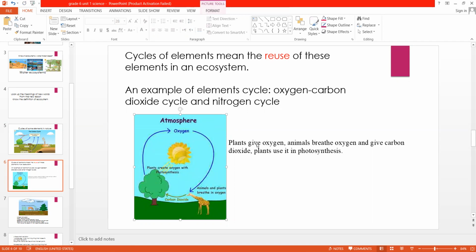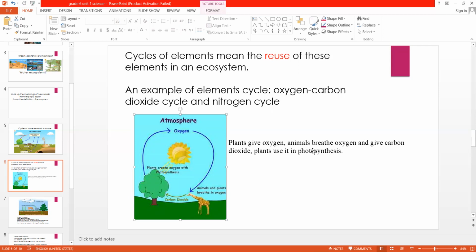Plants give us oxygen. Animals breathe oxygen and give carbon dioxide. Animals and people, of course, and humans. Plants use it in photosynthesis. Photosynthesis synthesis اللي هو البناء الضوئي. So plants use carbon dioxide to make their food. We know that. And they give oxygen. Animals and humans, we breathe the oxygen and we give carbon dioxide back.